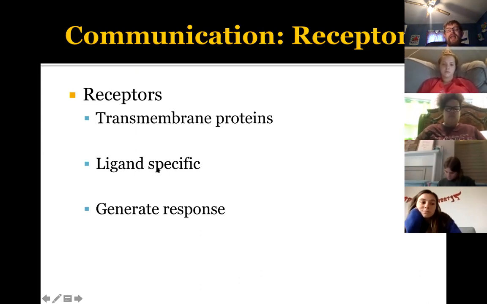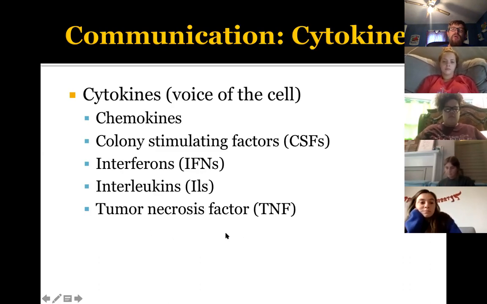Once that ligand, or in this case that PAMP, has bound to this receptor, some type of response is generated. This could activate the cell to make it more effective or efficient at removing the pathogen. It could tell that cell to send signals out to recruit other cells. There's a couple different things that can go on there.